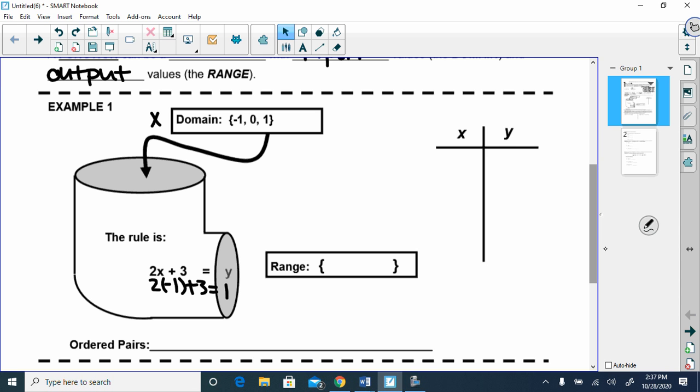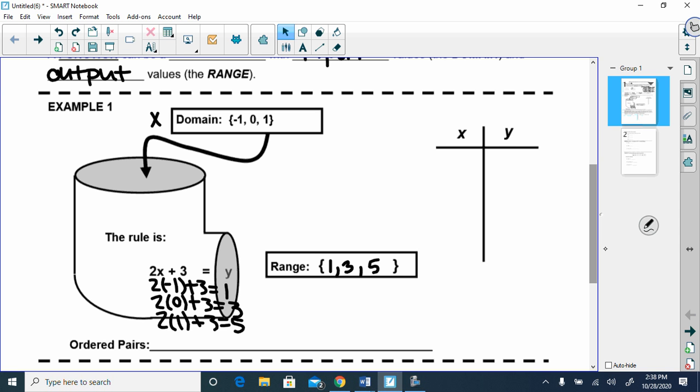Same idea, but now we're going to check it with an input of 0. So 2 times 0 plus 3. Well, 2 times 0 plus 3 would just give us 3. All right? And then the last one, we're plugging in 1. So I'll have 2 times 1 plus 3. You got it. Good. Okay, so that would mean that my range are these three values, right? So we got 1, 3, and 5.